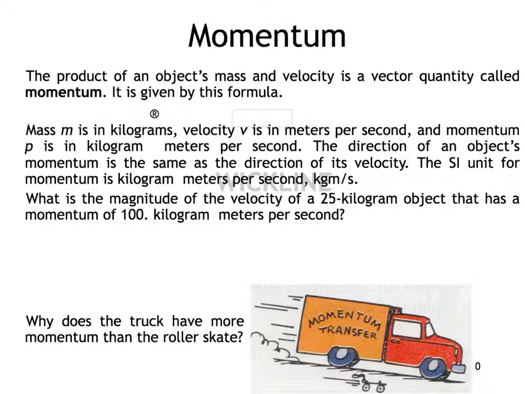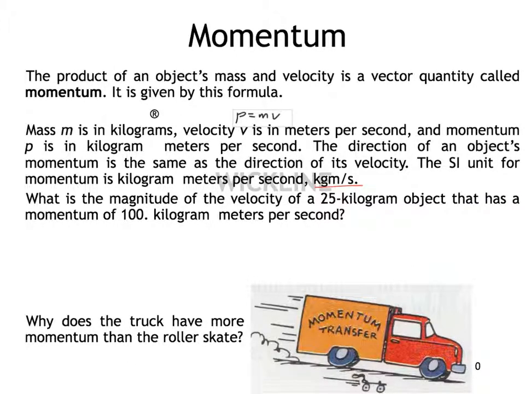Alright, so momentum is the product of an object's mass and velocity. So, in other words, if you have an object that has mass and it's moving, then it also has momentum. And the equation for momentum is P equals mv. Mass would be in kilograms, v is going to be meters per second, and the unit for P then is going to be kilogram meters per second. You can see that here.